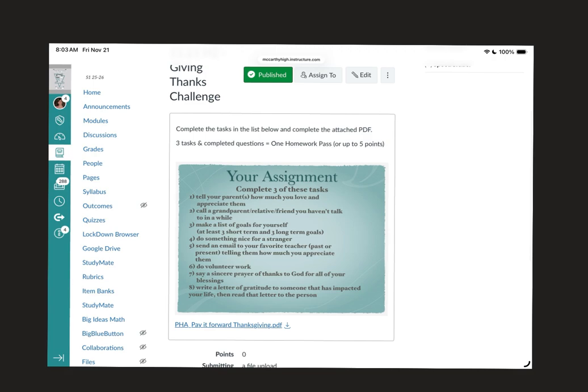The third thing is make a list of goals for yourself. 3 short-term, 3 long-term. 4, do something nice for a stranger. And I don't mean hold a door open. If you're not already doing that, shame. Okay? 5, send an email to your favorite teacher, past or present, telling how much you appreciate them. Emailing me does not add points to your total.